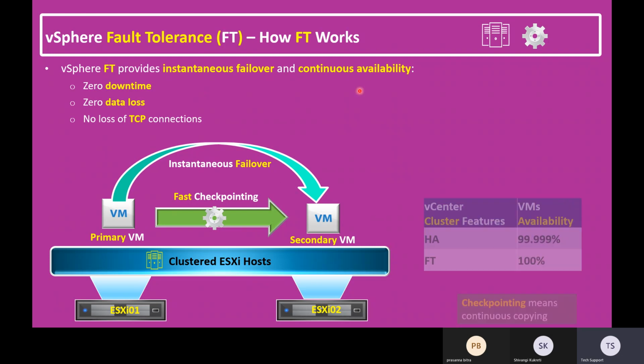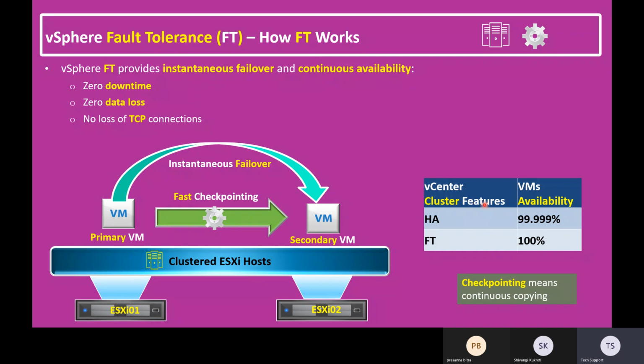From the availability perspective, in the vCenter cluster feature, if you see high availability, when the ESXi host goes down, the virtual machines are migrated and restarted on another ESX. That means all virtual machines have a single reboot. That is the reason we say the availability percentage is 99.99%.